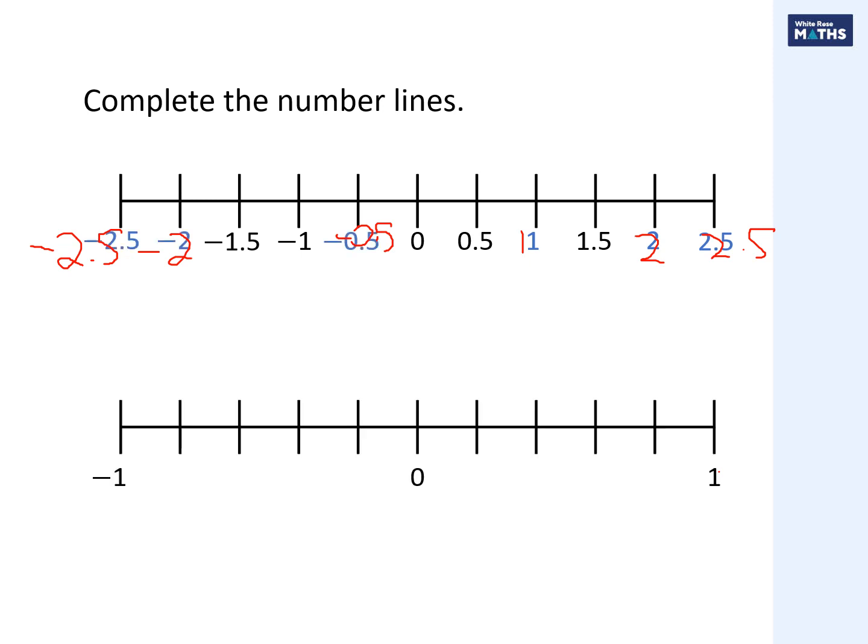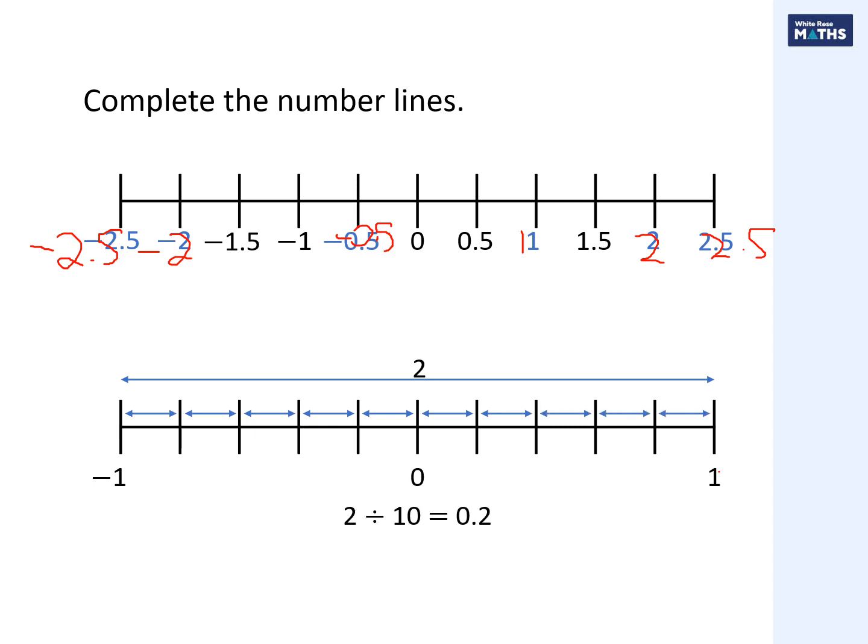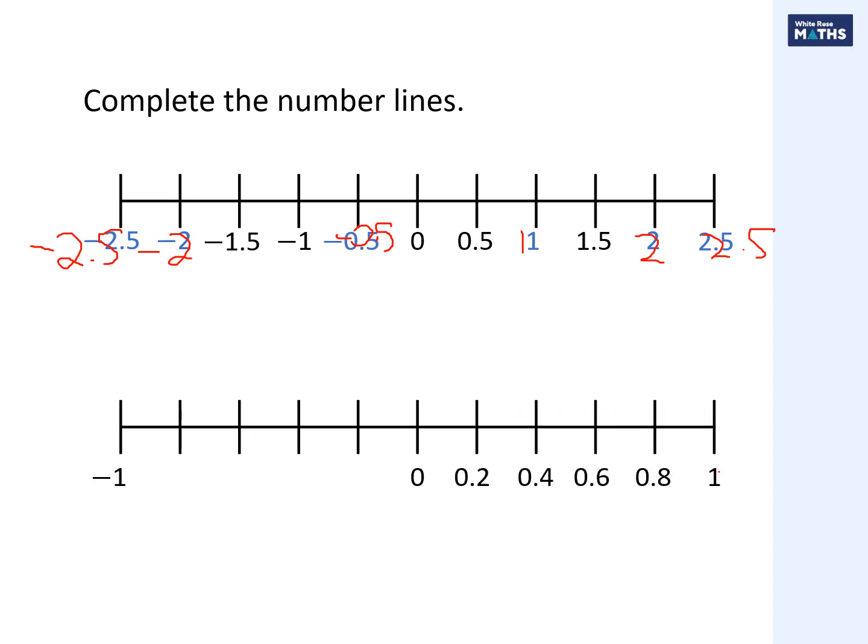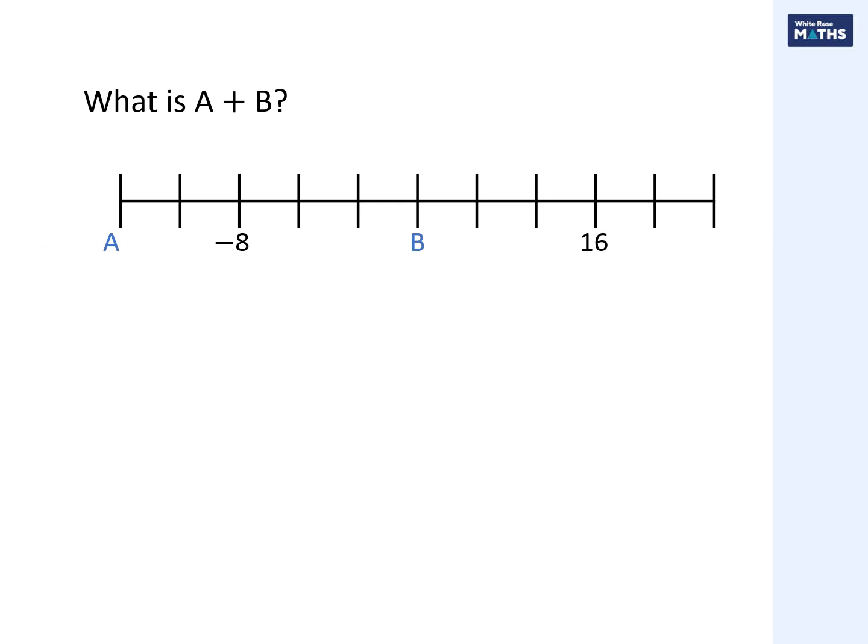There we go, okay? So we've got, okay, okay. So this is the next one, okay? Hopefully you got that. Right, next one. So what is A plus B? Okay, so look at my jumps here. So I'm going 1, 2, 3, 4, 5, 6 jumps.